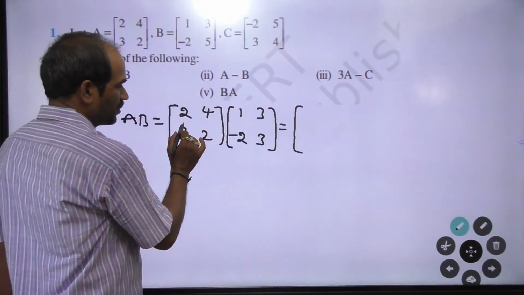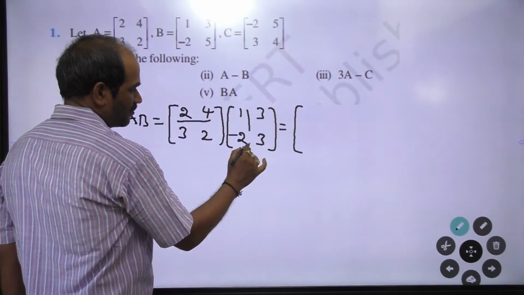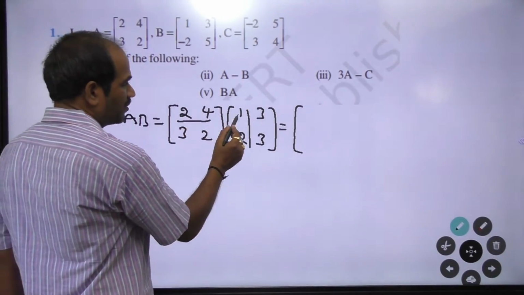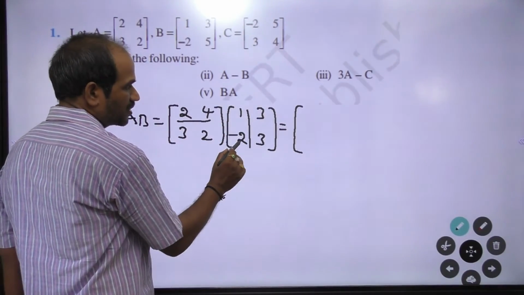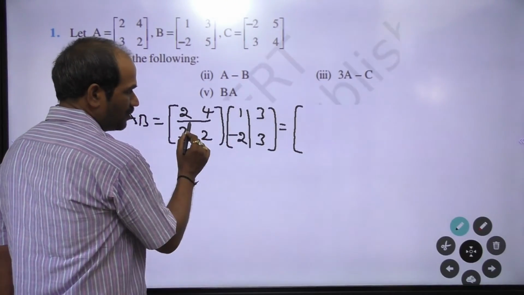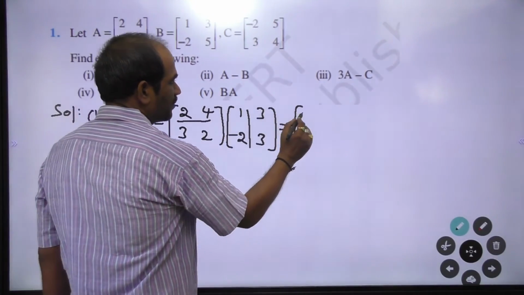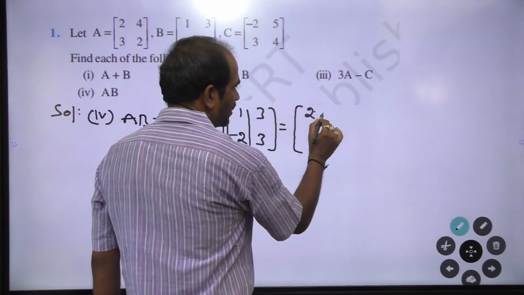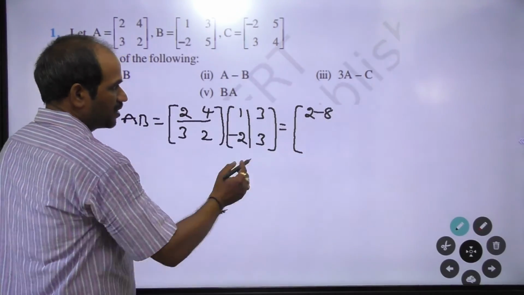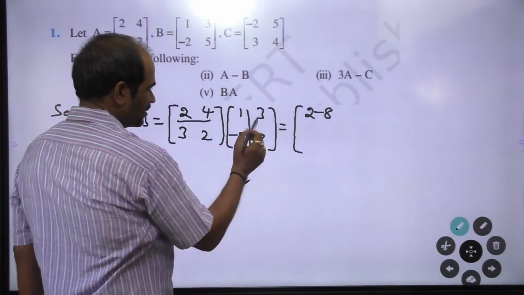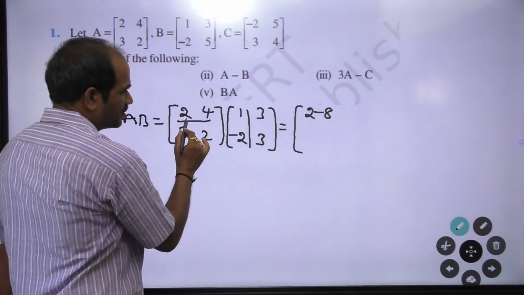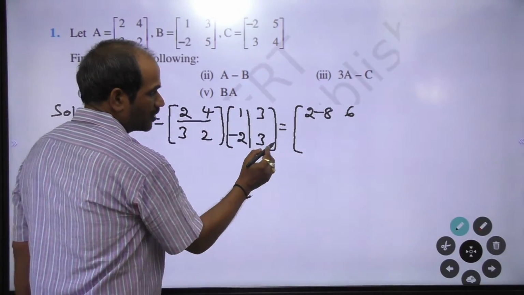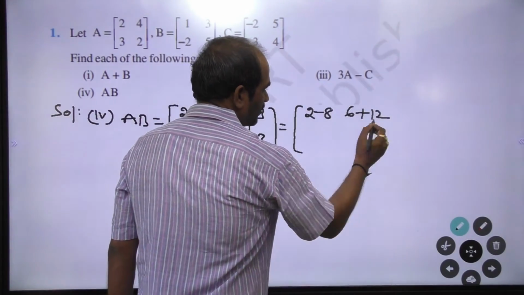First take the first row and first column. Multiply 2 into 1, which is 2. Next multiply 4 into minus 2, which is minus 8. For the first row, second column element: 2 into 3 is 6, next 3 into 4 is 12, plus 12.